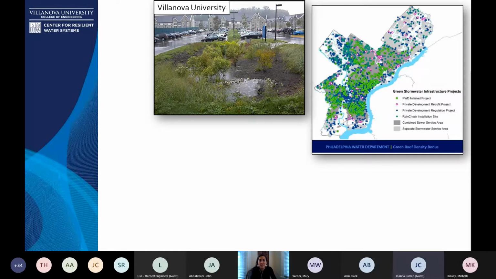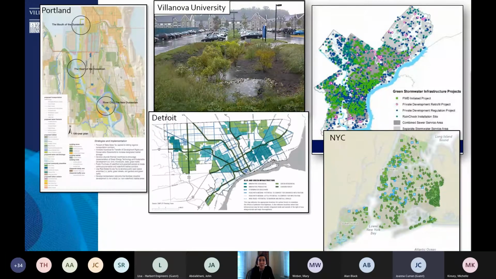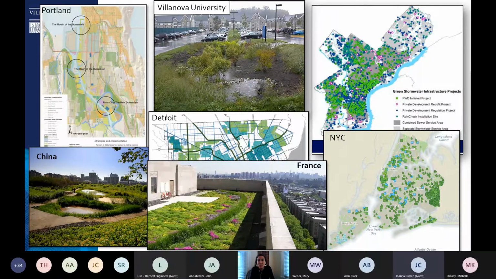And what we've learned from this, we've worked with Philadelphia's water department a lot to help them develop their green stormwater infrastructure program across the city, which now has 6,000 different installations. And they're certainly not alone. Similar cases exist in New York City and in Portland, Detroit, and around the world. We're seeing more and more of this.